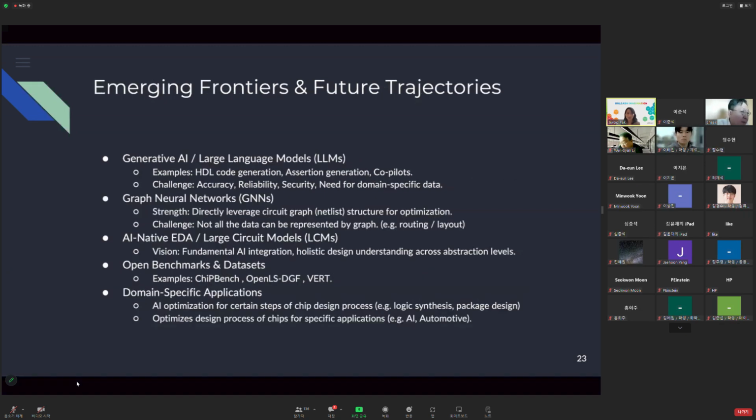Okay, so emerging frontiers and future trajectories. LLMs are used more and more. Sometimes people use them for HDL code generation itself, just like a Copilot, right? Like GitHub Copilot. Hardware description language or Verilog can be auto-generated by LLMs and copilots. We still have some hurdles like reliability and security, especially security, because those are IP for each company, and we need the domain-specific data, but it's moving in that direction.